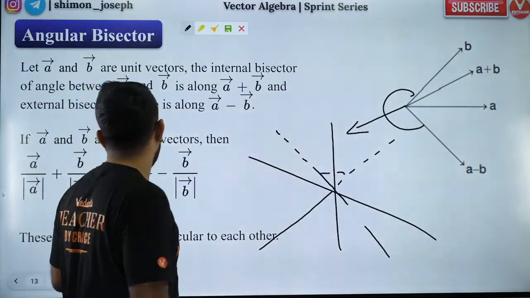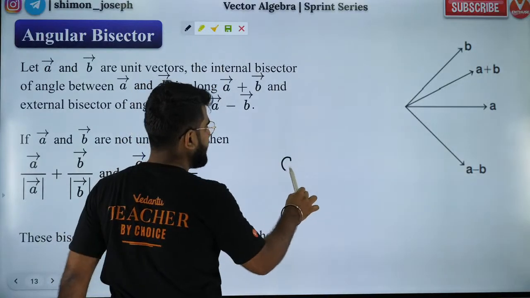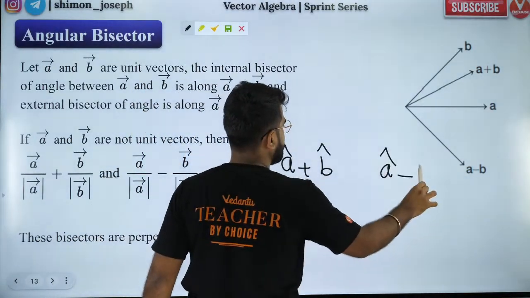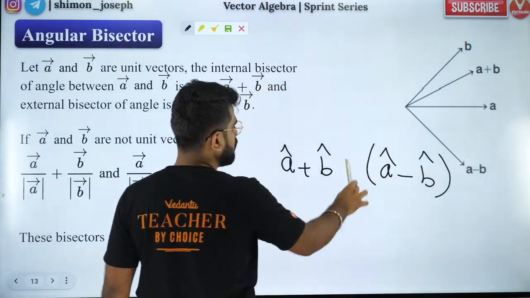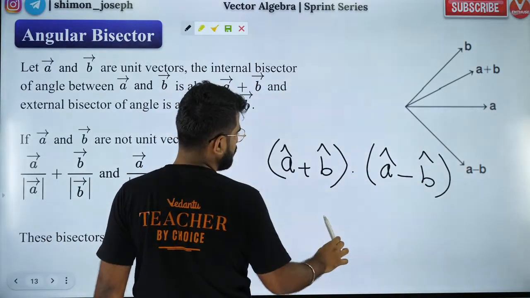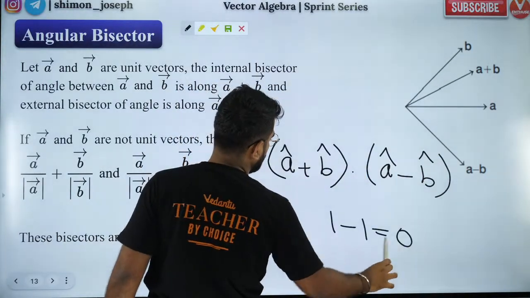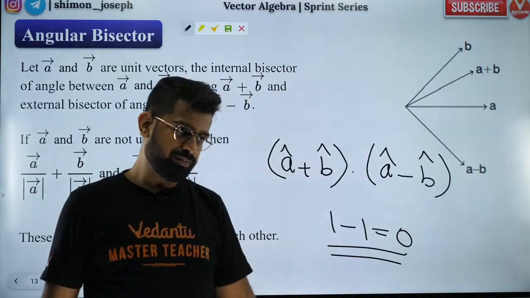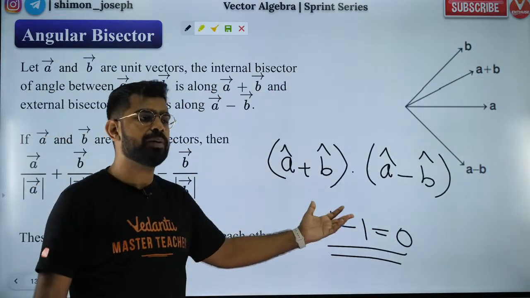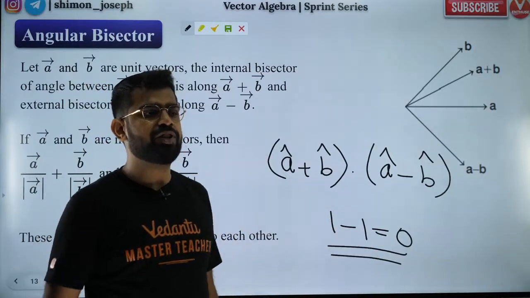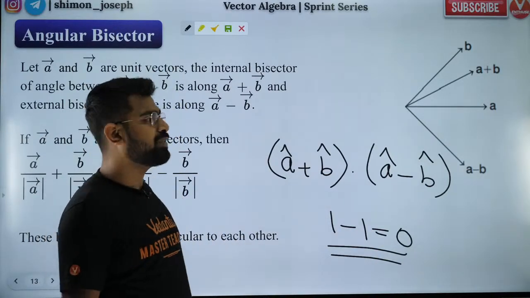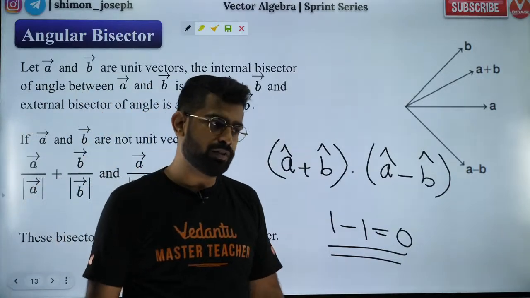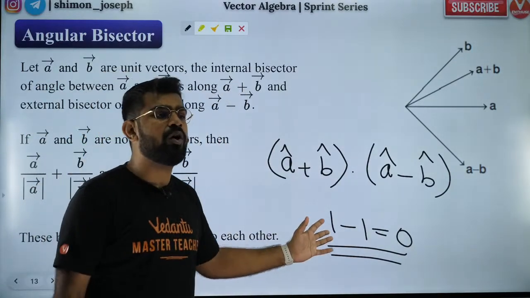If you want to find the direction, you can take A cap plus B cap and you can take A cap minus B cap and figure it out. If you dot it, what do you get? You get 1 minus 1, which is 0. If the dot product is 0, what is the angle between them? The angle between them is 90. So this is a perfect way of finding it out.